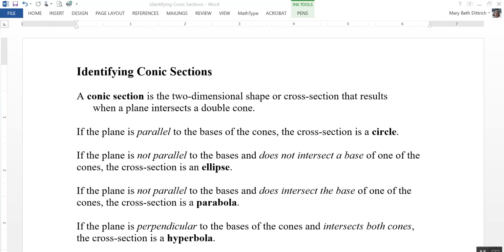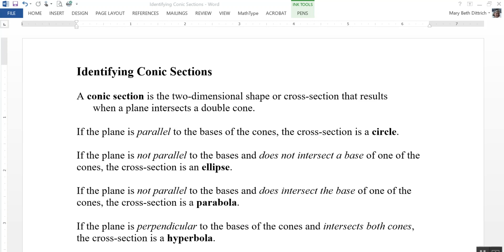If the plane that intersects the cones is parallel to the bases of the cones, then the cross-section is a circle. If the plane is not parallel to the bases and does not intersect the base of one of the cones, then the shape of the cross-section is an ellipse or an oval. If the plane is not parallel to the bases and does intersect the base of one of the cones, the cross-section is a parabola, which you've seen in quadratic functions.